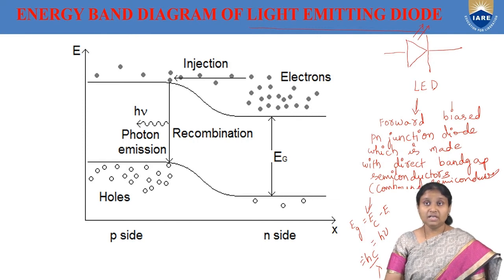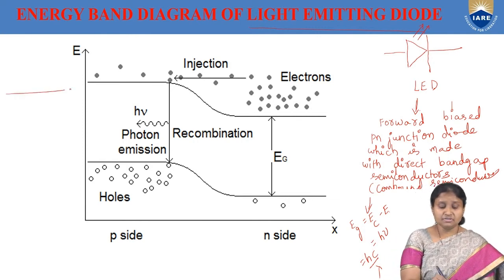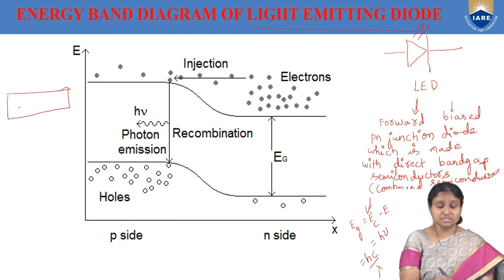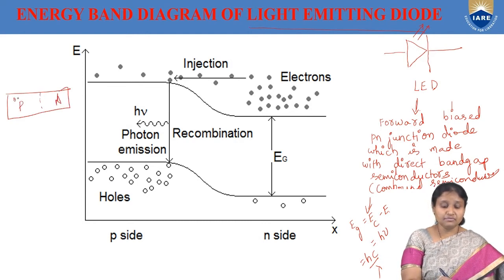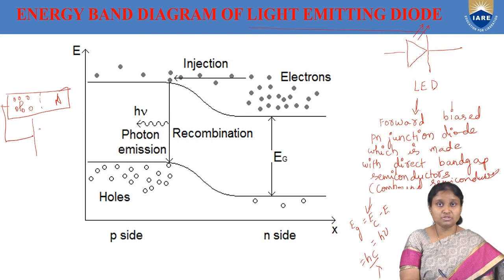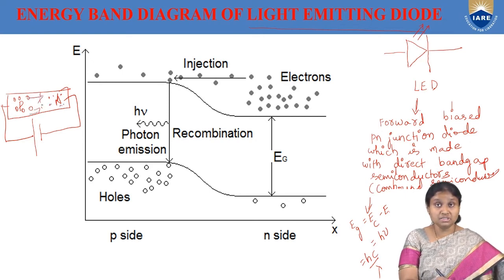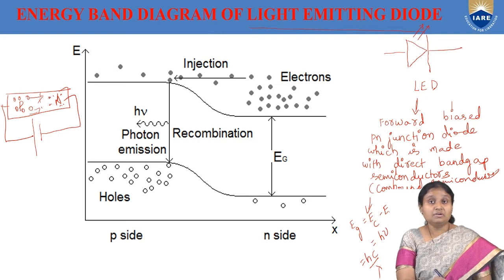And we know that when we forward bias a PN junction, this is P type and this is N type. What is forward biasing? In forward biasing, we connect the P type semiconductor to the positive terminal and the N type semiconductor to the negative terminal. Holes in P type get repelled and move towards the depletion layer. Similarly, electrons in N type get repelled by the negative terminal and also move towards the depletion layer.